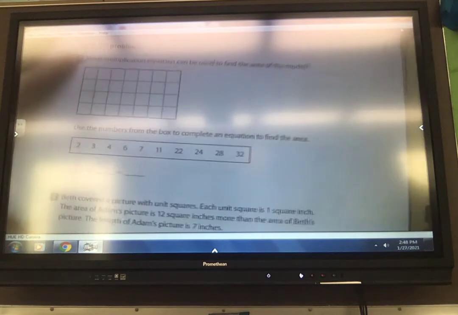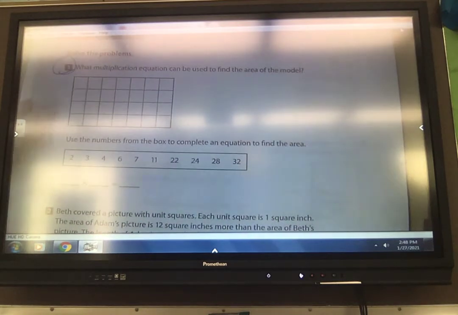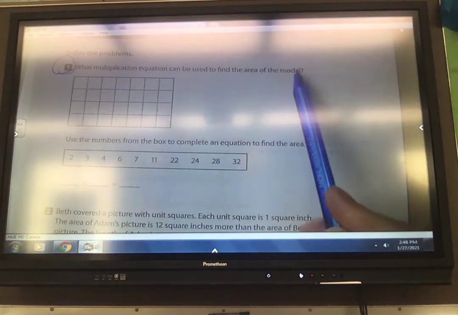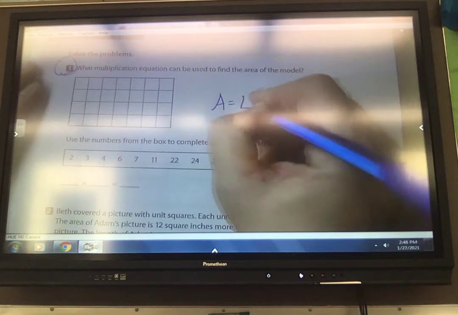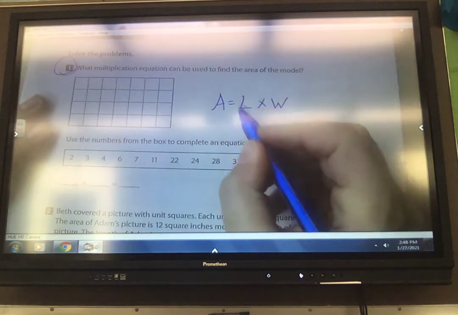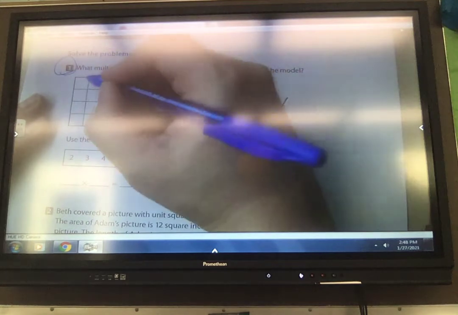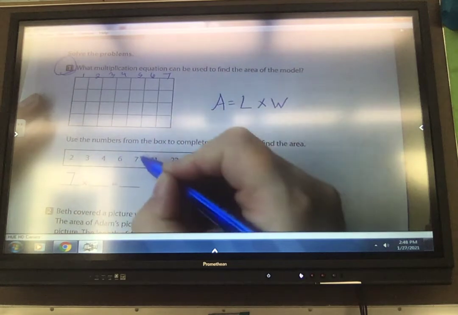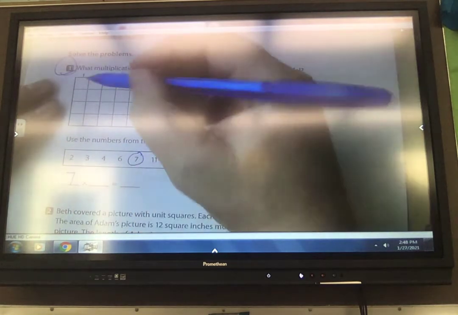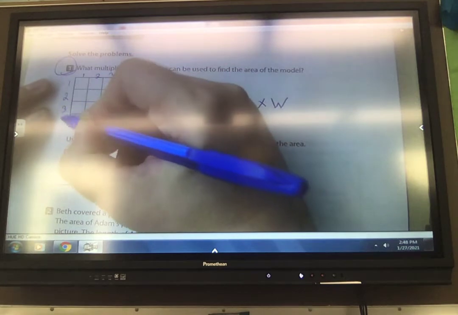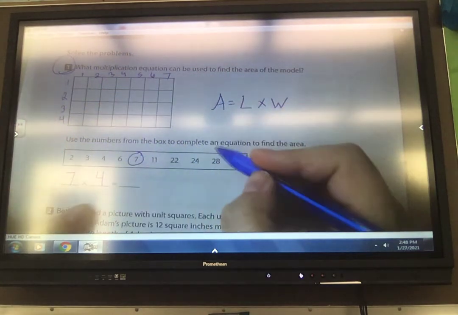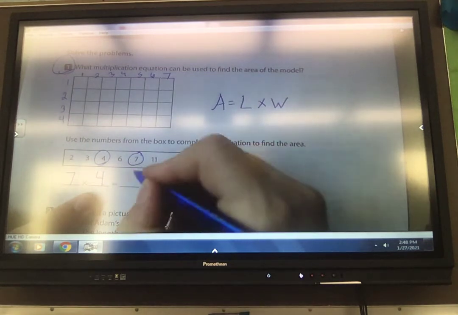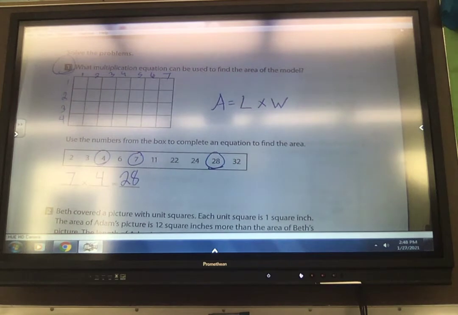Number 1 again, but it's a different page. I have circled number 1. What multiplication equation can be used to find the area of the model? So remember, area is length times width. So I need to count my longest side. 1, 2, 3, 4, 5, 6, 7. I need a 7. And my width, I need my shortest side. 1, 2, 3, 4. So 7 and 4. 7 times 4 is 28. So my area would be 28.